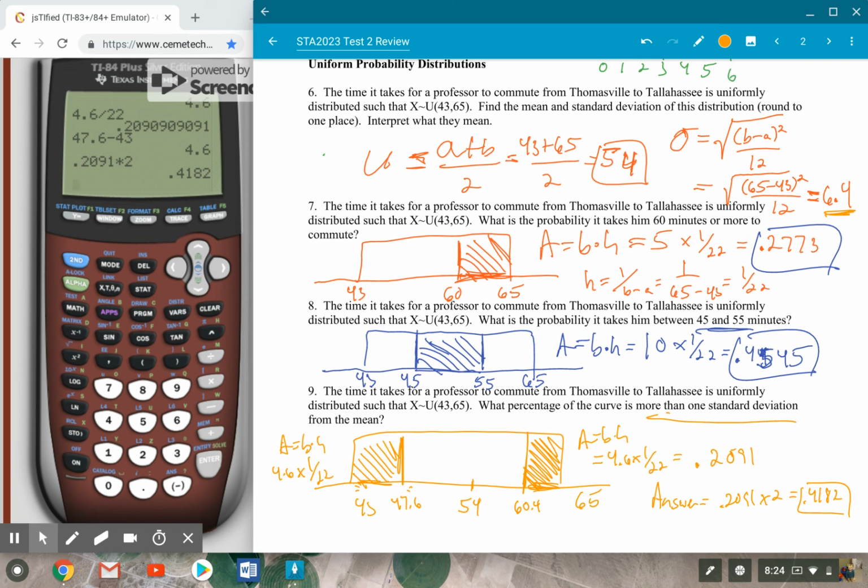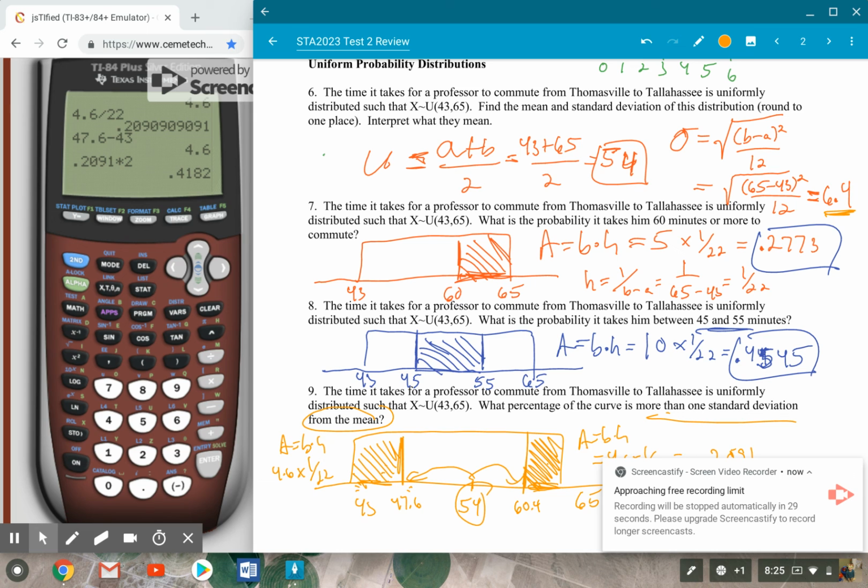So in this uniform distribution, about 42% of the times are more than 1 standard deviation from the mean, either above or below. So that one was kind of tricky. You will see one sort of like this on the test, so do pay close attention. I've got my mean in the middle. Using my work from number 6, I went up by a standard deviation, down by a standard deviation because it just says more than 1 standard deviation from the mean. It could be above or below when it says from the mean. And then found the base times height of both of these, which are the same. So I'm running out of time, so we'll stop this one and move to the normal distribution.